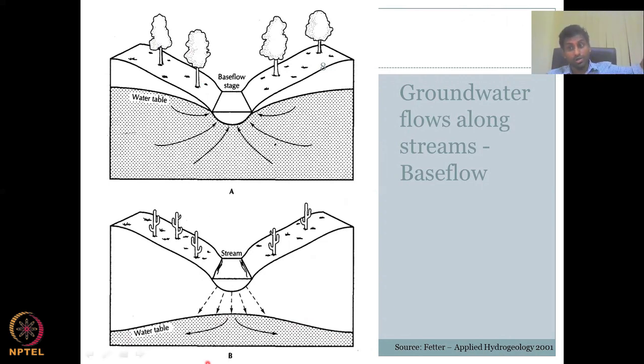And suddenly when there's rainfall, there is a river flowing, what would happen? Your river would, instead of gaining water from groundwater, give water to the groundwater. Same principle, water moves from high potential to low potential. So in diagram B, your high potential is the stream or river, and it has to give water to the groundwater.